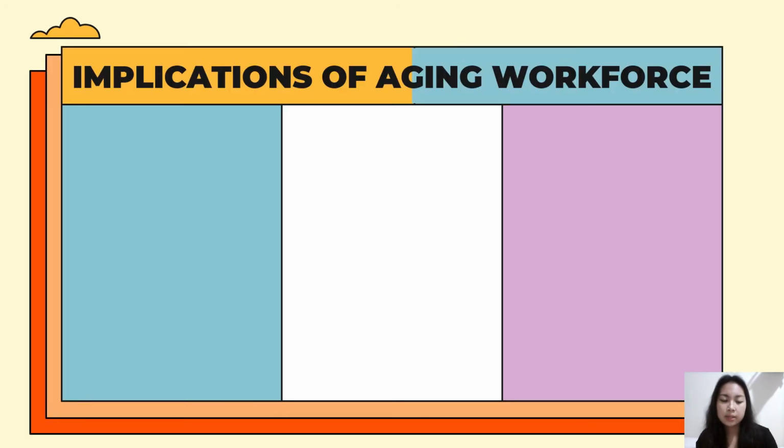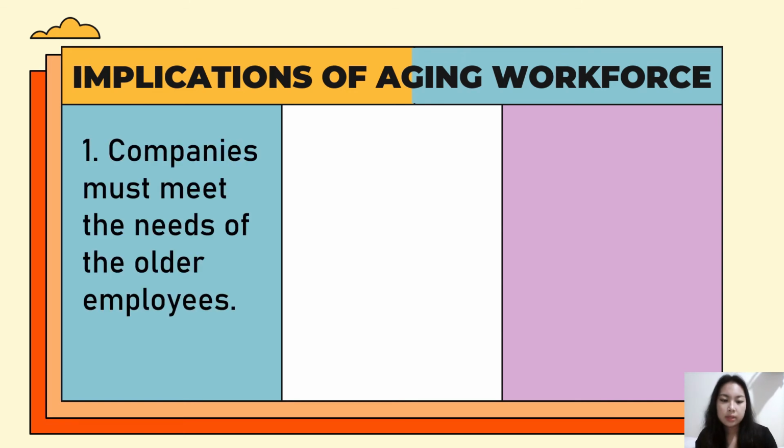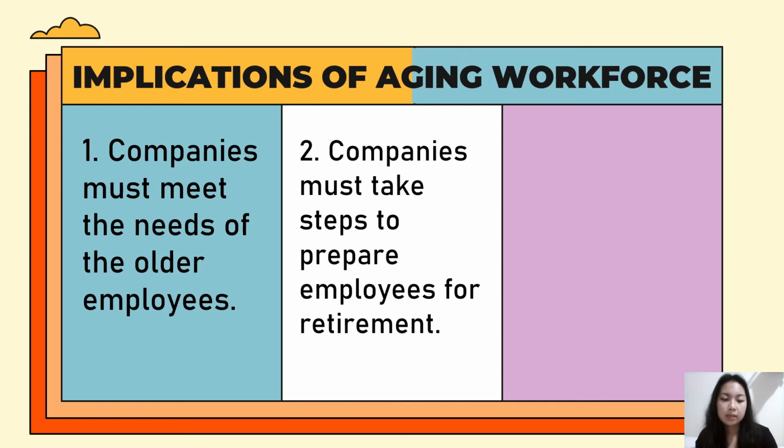So, the aging workforce has three implications, and they are: first, companies must meet the needs of older employees. It's important to meet the needs of older employees in order to eliminate the possible negative effects that could happen not only to the employee but to the company or employer as well. Next is, companies must take steps to prepare employees for retirement. It is one of the implications because companies are required to prepare employees for retirement to show their gratitude and to show that they truly care for their employees. So, here, they must implement programs for their retirement pay.